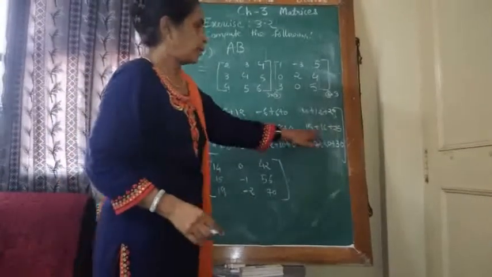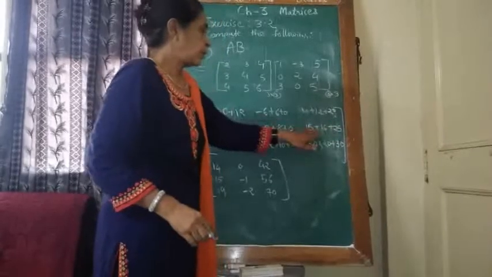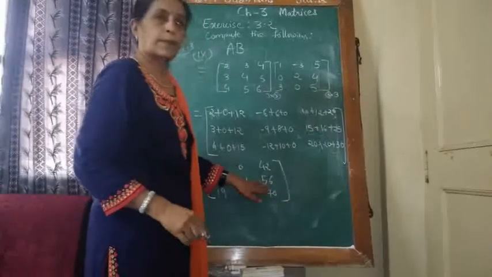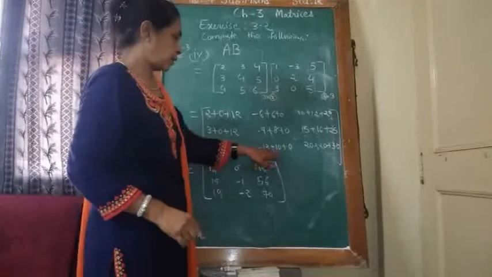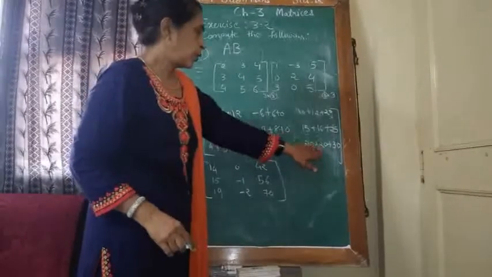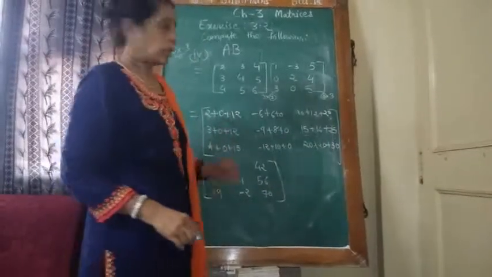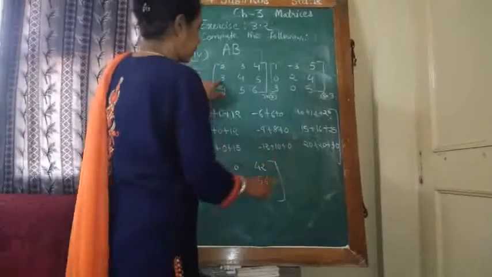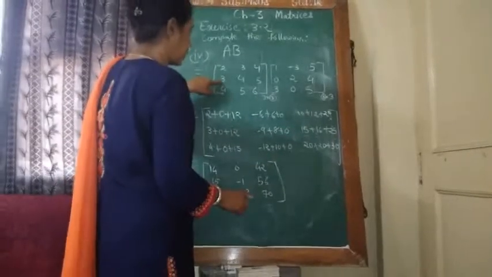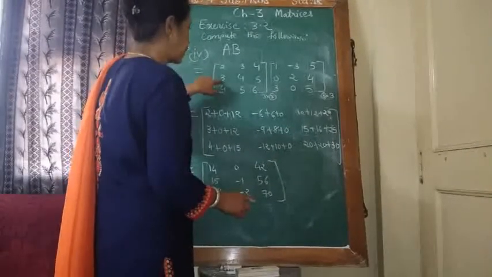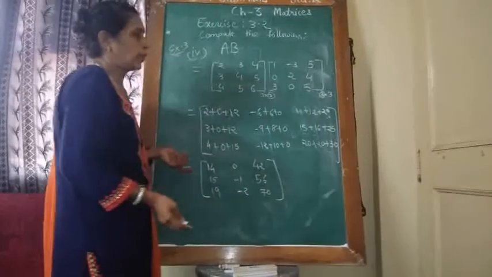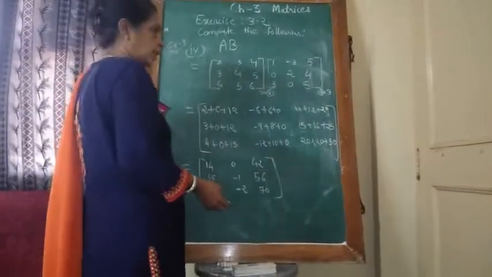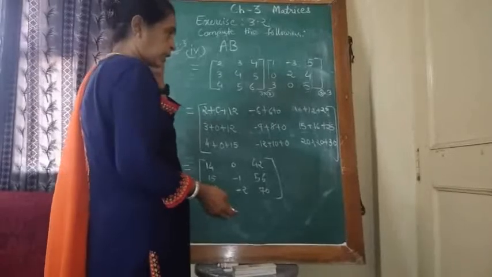This is 15, 25, 56. Right? 15 plus 4, 19, minus 2, 7. I check this second row with third column. 3 5s are 15, 4 4s are 16, 5 4s are 20. Okay, it is correct.